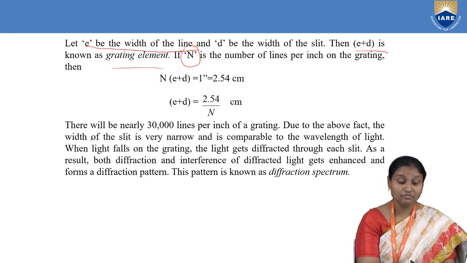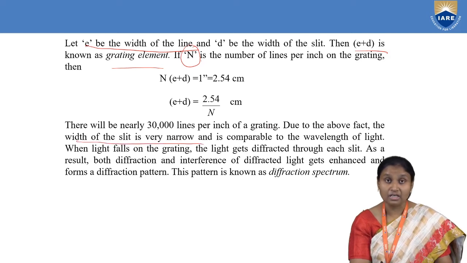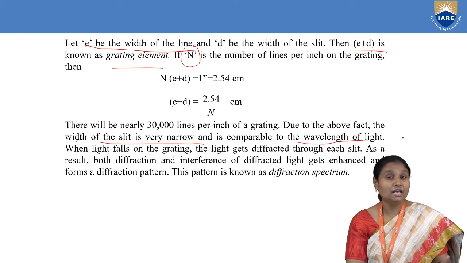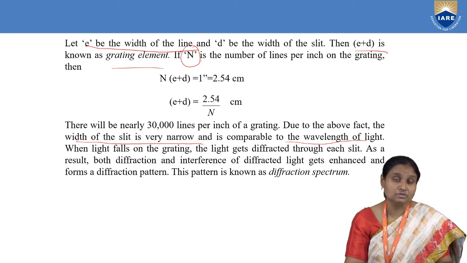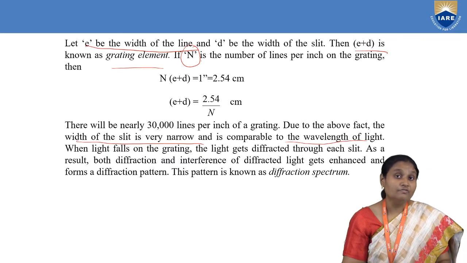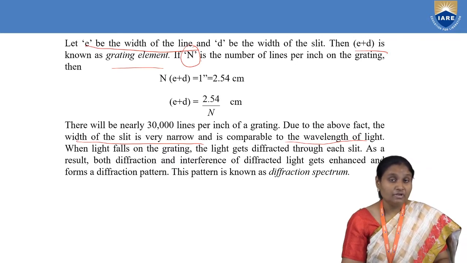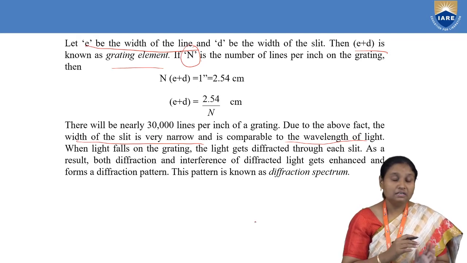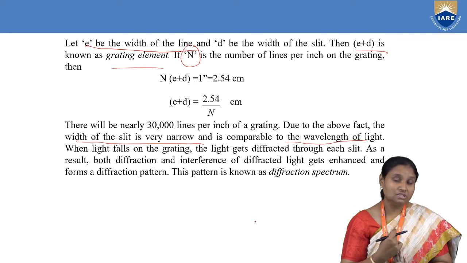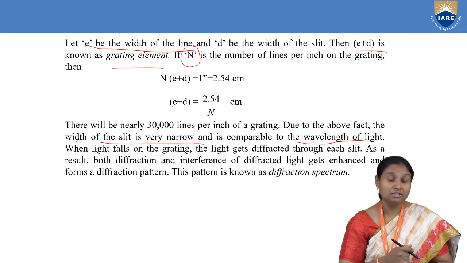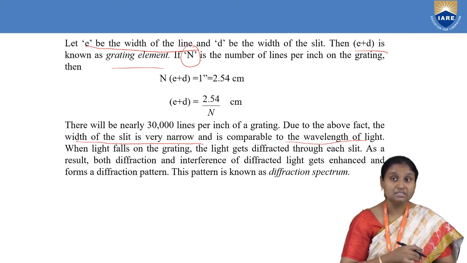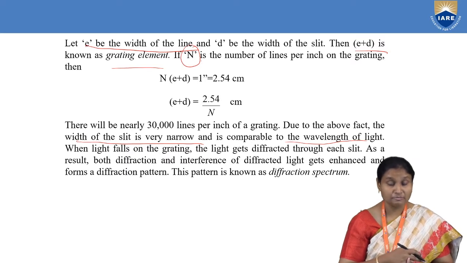You'll observe that the width of the slit will be very, very narrow, comparable with the wavelength of light. And why do they have to be comparable with the wavelength of light? Then only will diffraction take place. So what is the important condition for diffraction to take place? The wavelength of light should be comparable with the size of the slit. Once the wavefront falls on such a grating, you'll observe the formation of a spectrum, and that spectrum is called the diffraction spectrum.